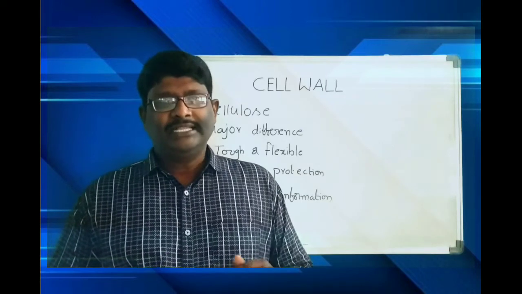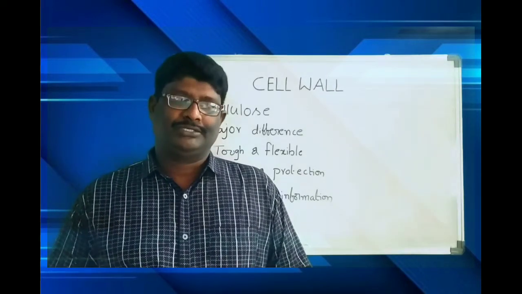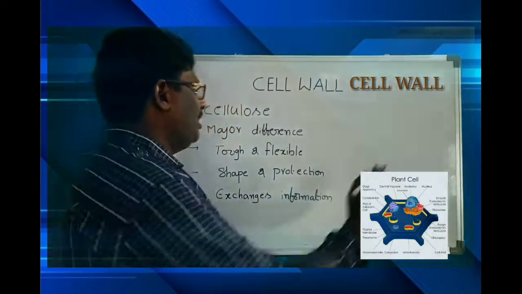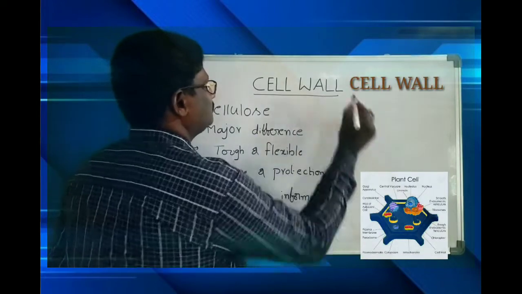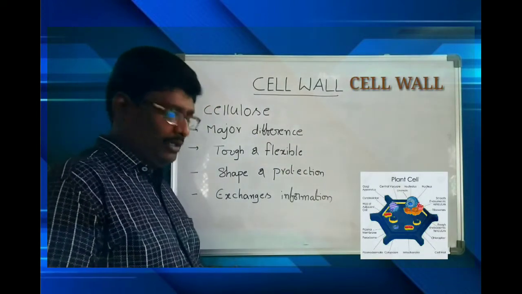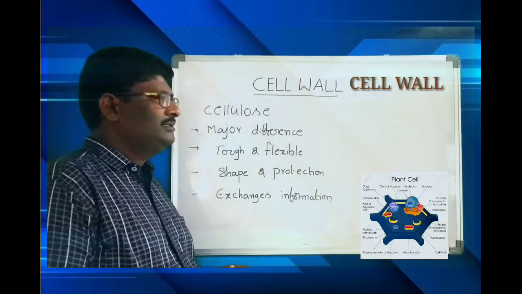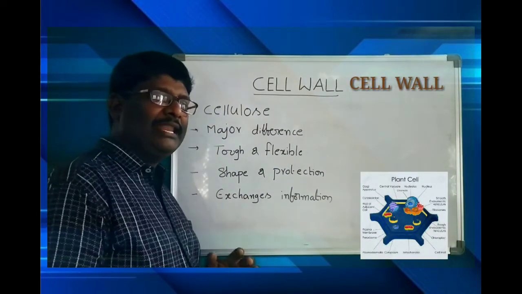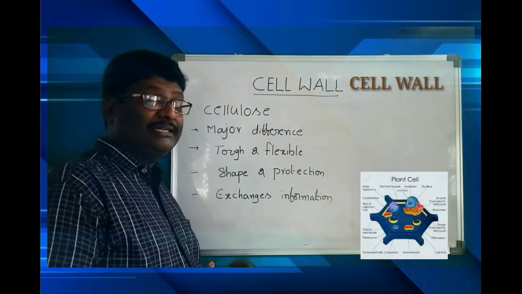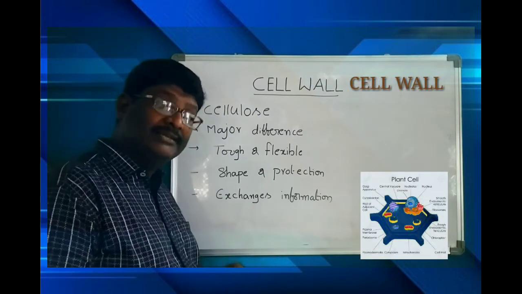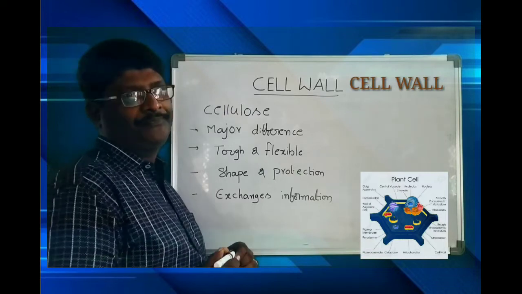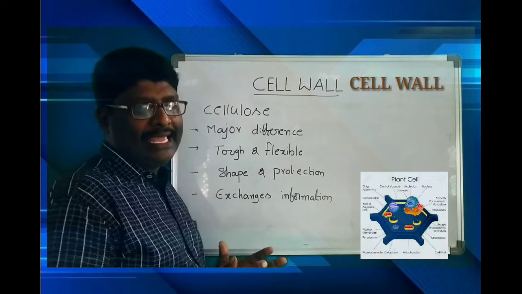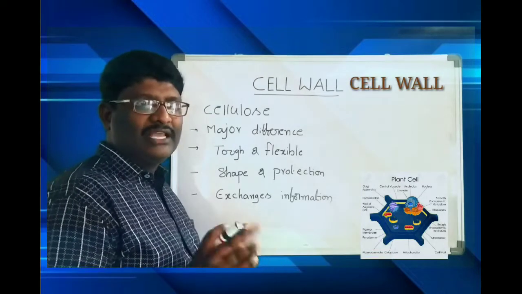Now, in this class, we will learn about cell wall. What is that? Cell wall. Actually, there is a major difference between plant cell and animal cell. What is that? That is cell wall. The plant cell has a cell wall, whereas in the animal cell, the cell wall is absent.